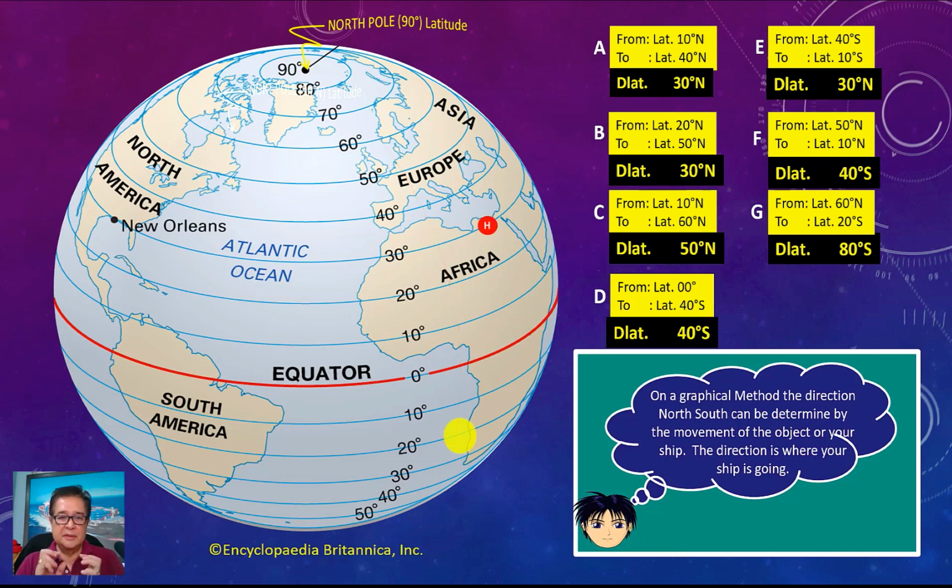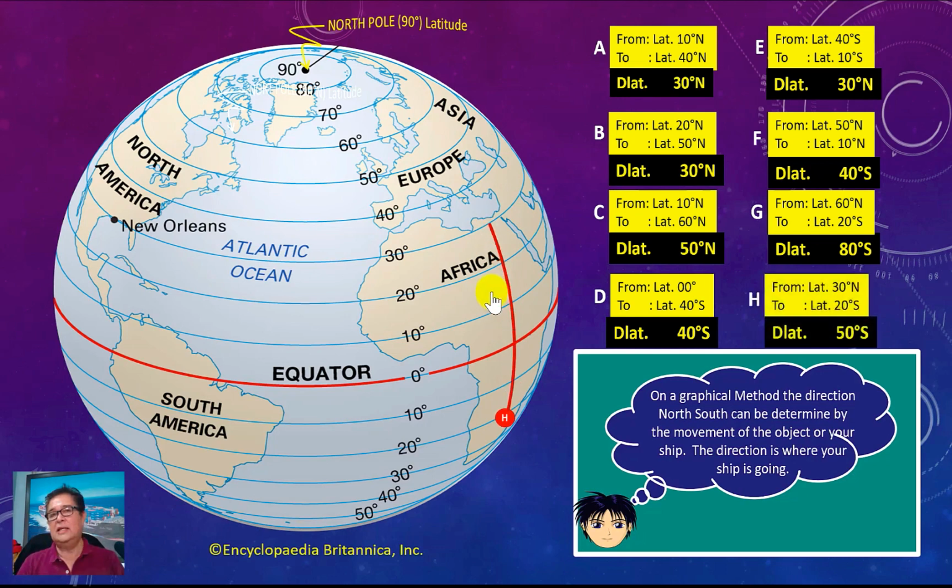Letter H. Letter H is on latitude 30 degrees north of the equator, traveling south, crossing the equator until 20 degrees south. From 30 north to 20 south, crossing the equator. So let's count. Do not think of subtraction. Do not think of addition. Just count. 10, 20, 30, 40, 50. 50 degrees traveling south.